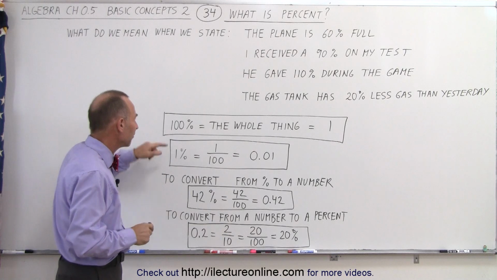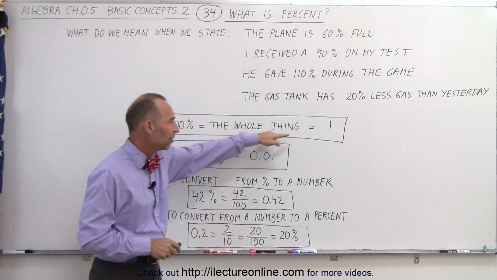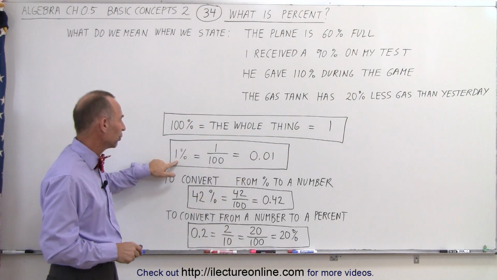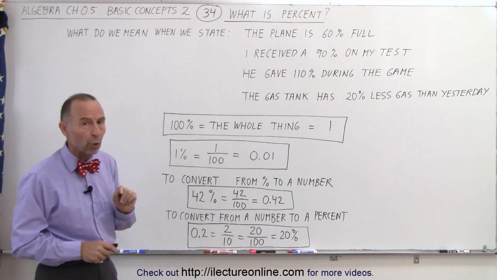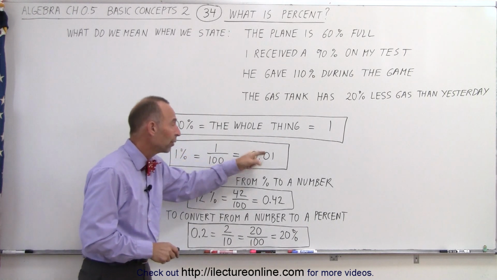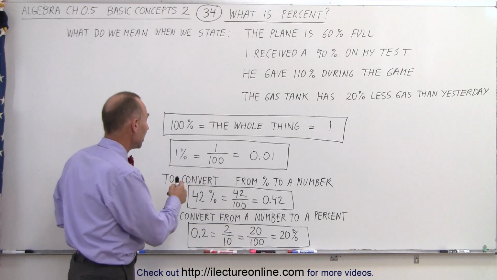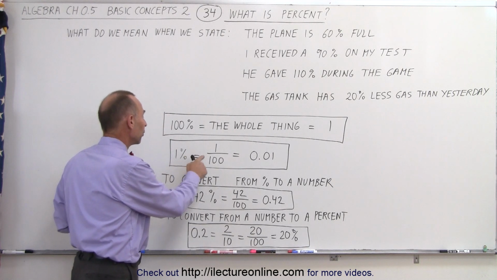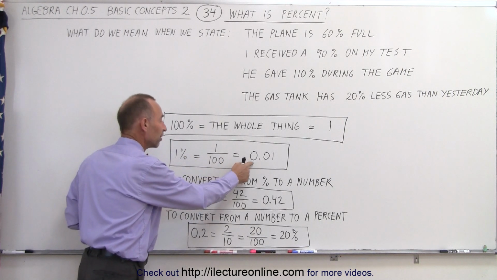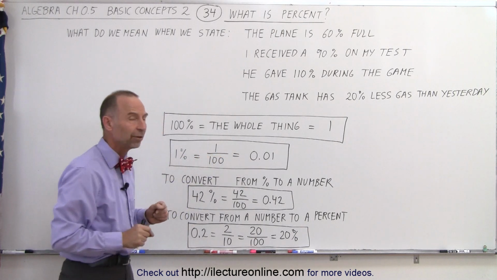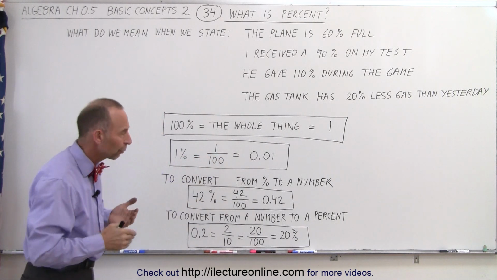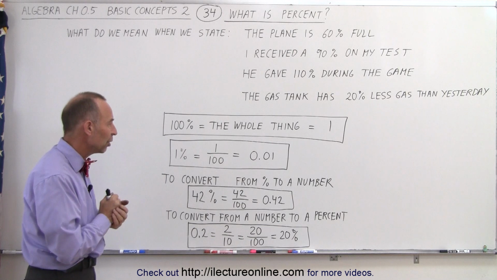For example, if 100% is the whole thing, it's equal to 1, then what is 1% equal to? It's 1/100 of the whole thing. That means it's 0.01. So here we can see how we can take a percent, go to a fraction, and go to a decimal. From a decimal to a fraction back to a percent. So that's how we manipulate going between percent and numbers.